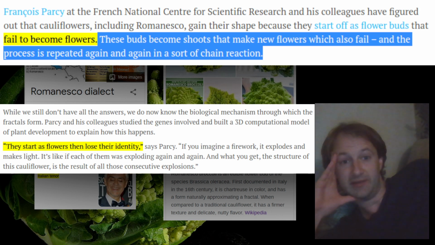They start as flowers, then lose their identity. If you can imagine a fractal, a firework, it explodes and makes light. It's like if each of them was exploding again and again. And what you get, the structure of this cauliflower, is the result of all of those consecutive explosions. So the flowers somehow lose their identity.